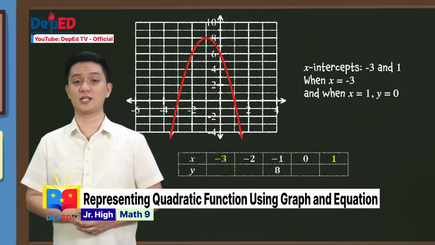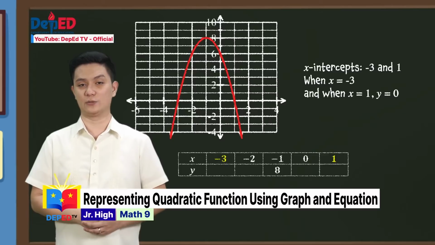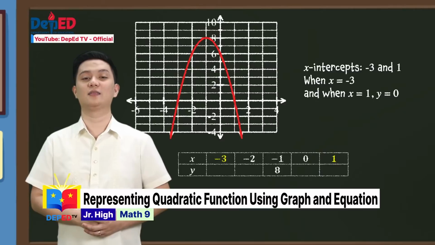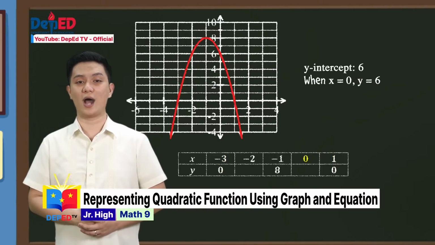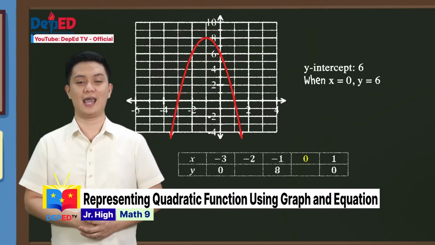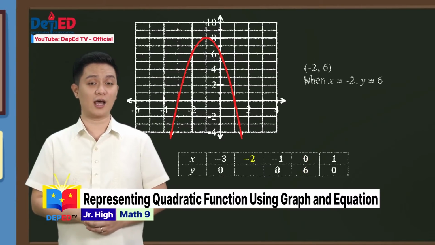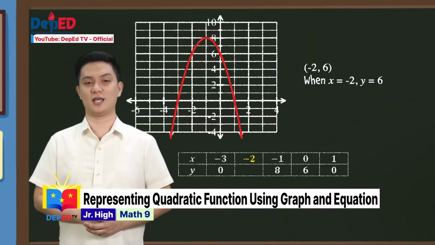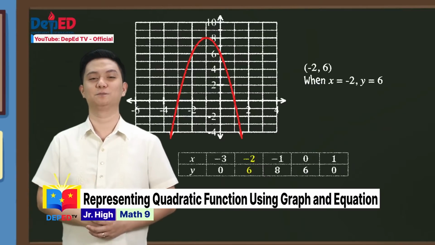The parabola touches the x-axis at 2 points, described by the ordered pairs -3, 0 and 1, 0. Hence, when x is -3 and when x is 1, the value of y is 0. The parabola touches the y-axis at 0, 6. Hence, when x is 0, y is equal to 6. And the parabola also includes the point described by the ordered pair -2, 6. Hence, when x is -2, y is equal to 6.